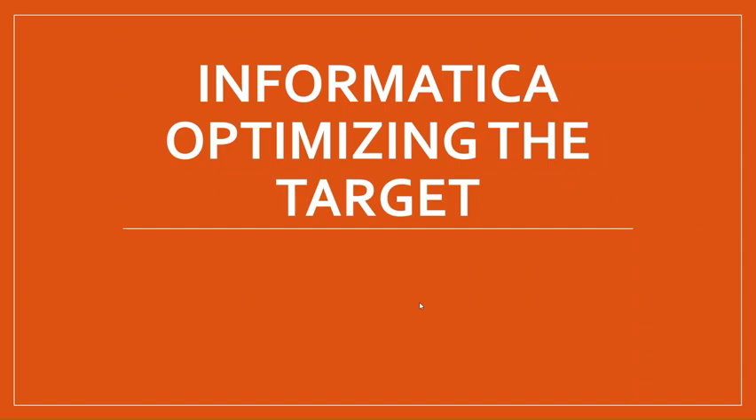So today the topic I'm going to explain is Informatica optimizing target. If you notice, I explained everything in the performance tuning topic, right? How to identify bottlenecks in these chapters. Once you identify the bottleneck in your Informatica mapping, then you can start optimizing that. Optimizing means you can start the fixing.